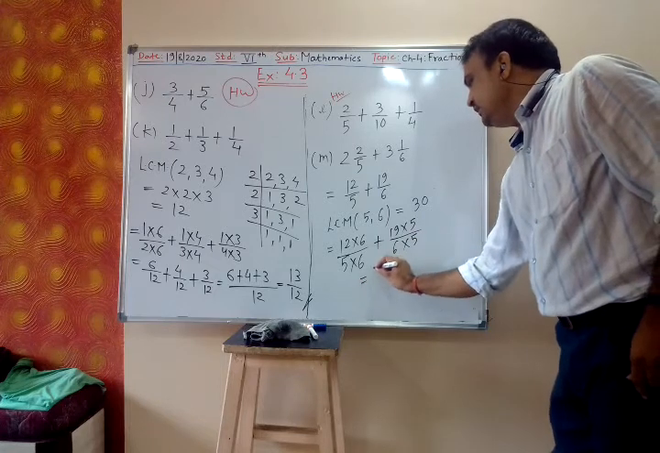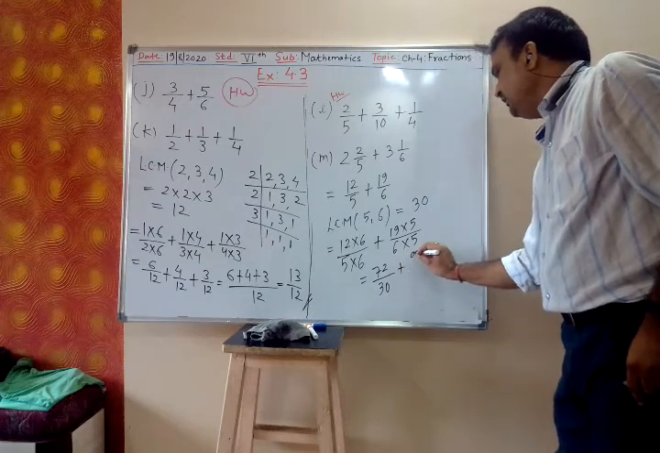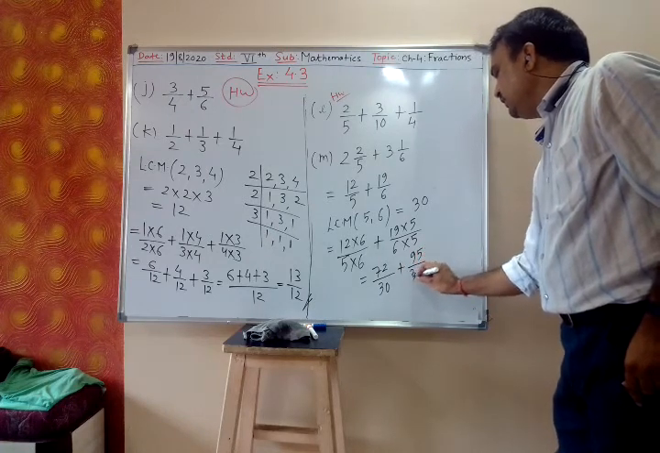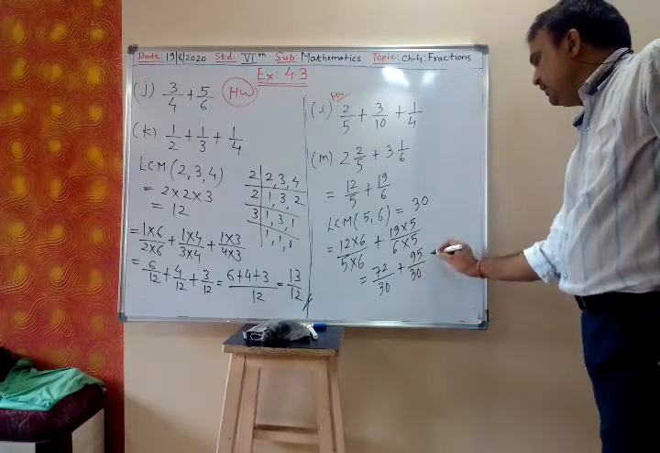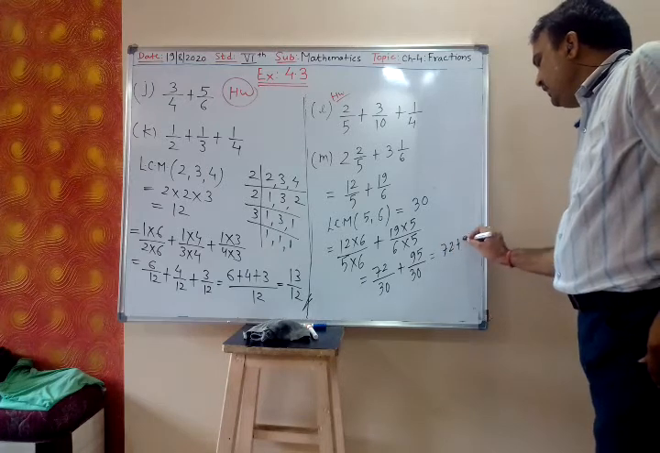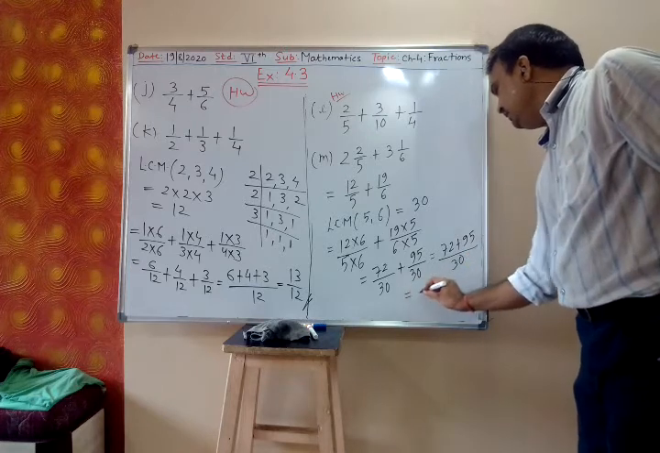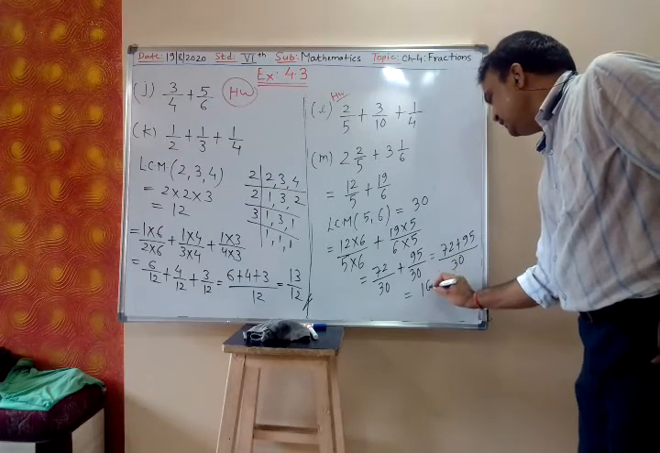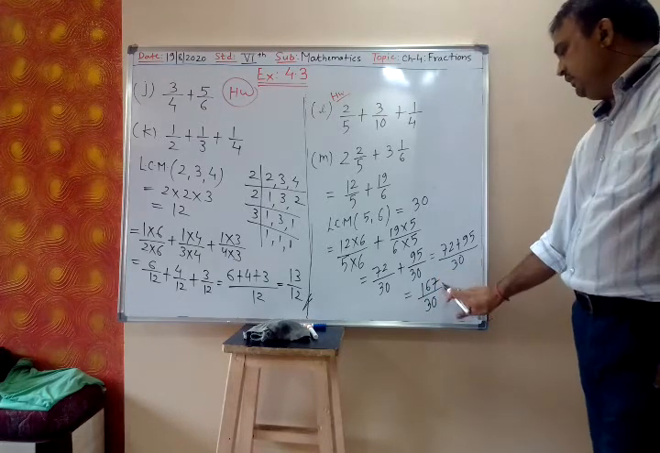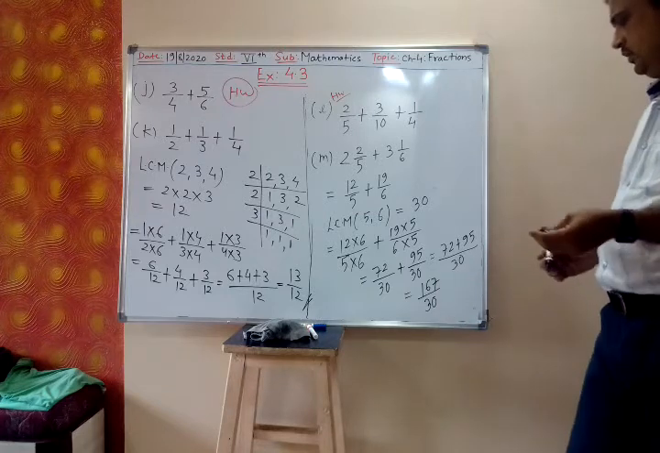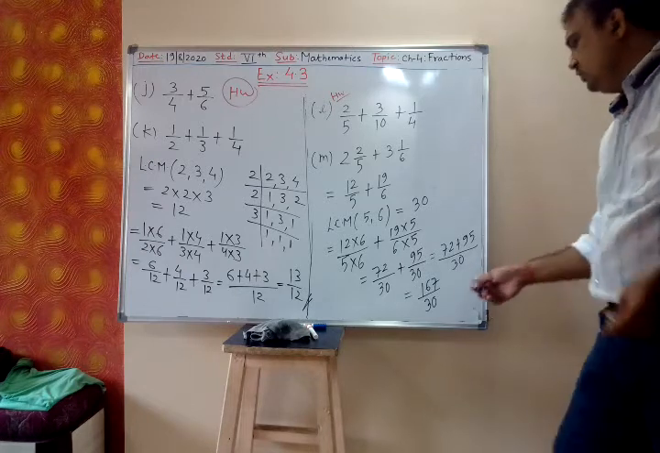So 12 into 6 is 72 upon 30. 19 into 5 is 95 upon 30. So now they are like fractions, denominator same, 30, 30. So I will add the numerators: 72 plus 95 upon 30. 72 plus 95 is 167 upon 30. The answer is 167 upon 30, which you cannot reduce. So this I will convert.